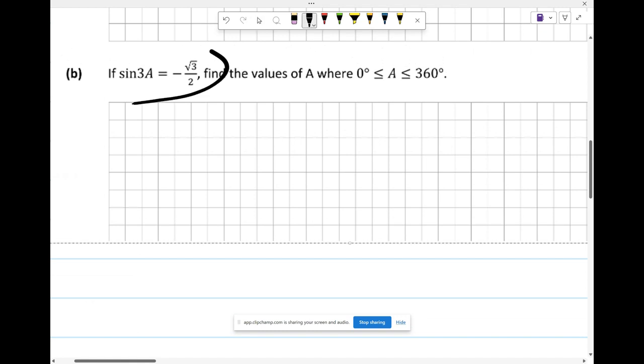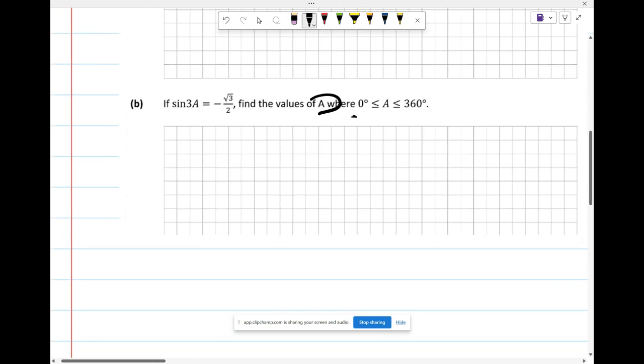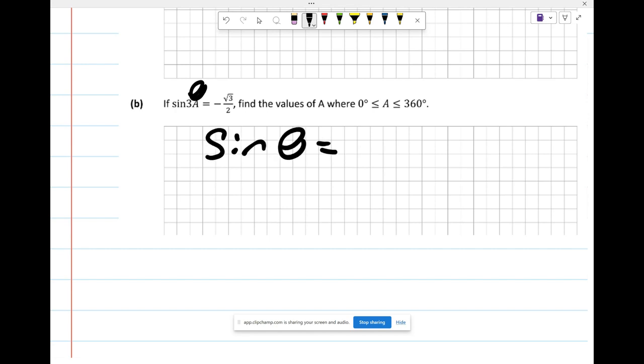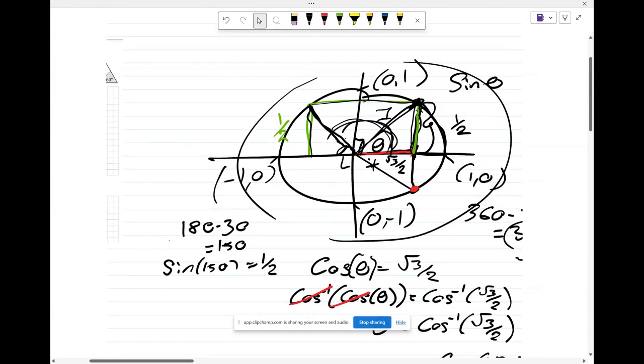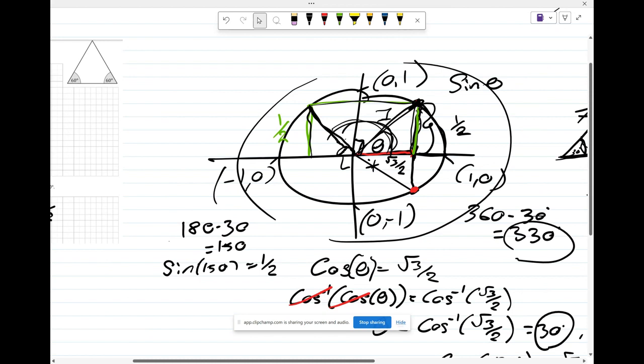Okay, so with all that in mind, let's move on to our very first exam question. It says, if sine 3a is equal to minus root 3 over 2, find the values of a. Okay, and so a here is our angle. Remember, think of this like the theta. We might even rename it theta, and then change it back to 3a at the end. So let's say sine of theta is minus root 3 over 2. So what does that mean for our unit circle? Let me just clear some of this up if I can. There we go.